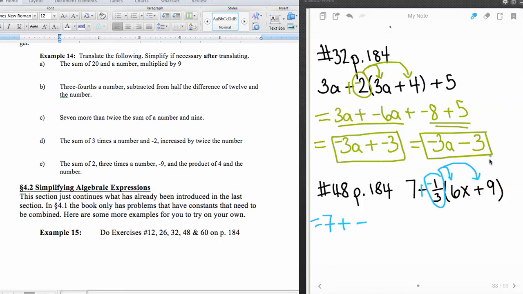1/3 of 6, remember that's the 1/3 there, times the 6 over 1, and these cancel, and that's one way of looking at that. So that's a -2x, and then plus a negative and 1/3 of 9, and the 3 goes into 9 3 times, and that's a -3. And then we're going to combine our like terms, which are the constants, and we're going to say -2x plus, and then 7 plus -3 is +4, and so we'll write it like that.